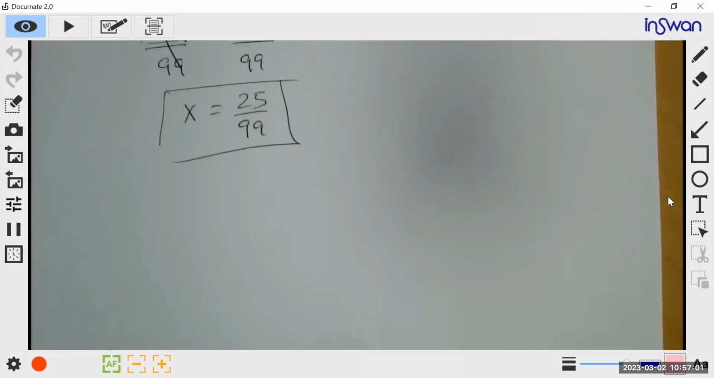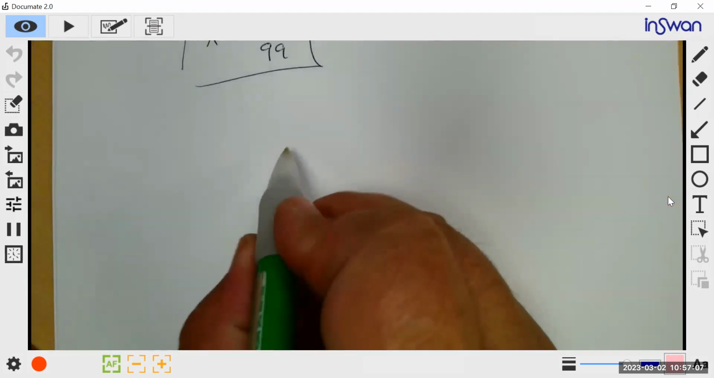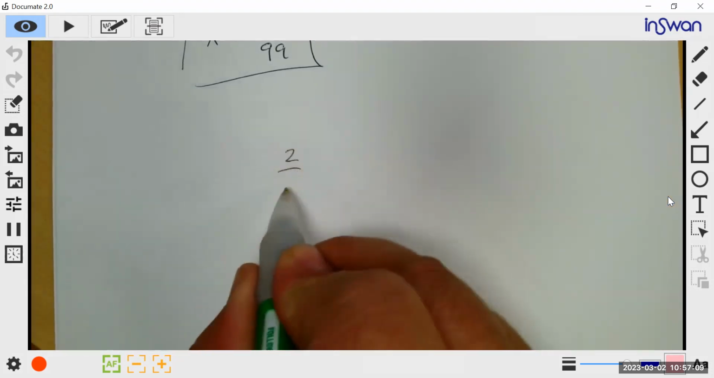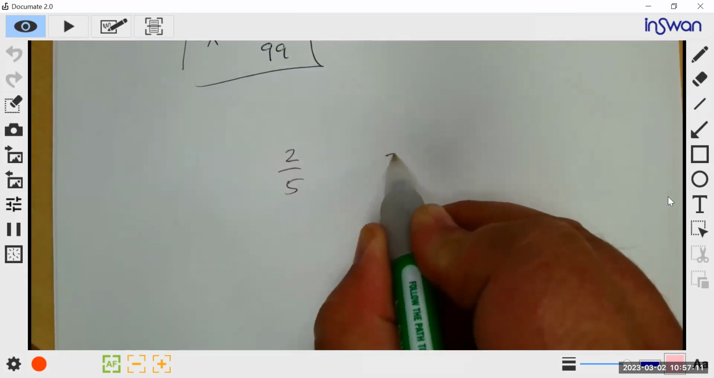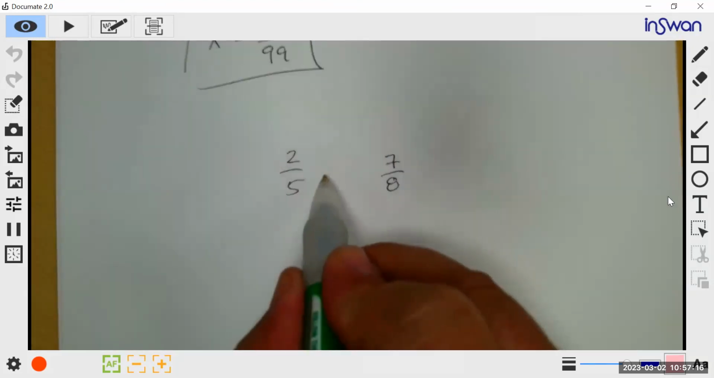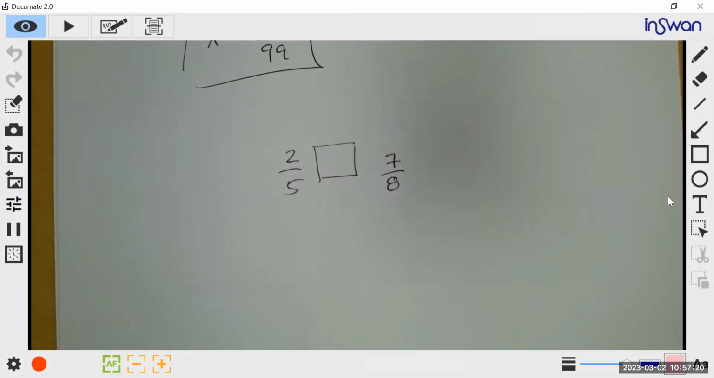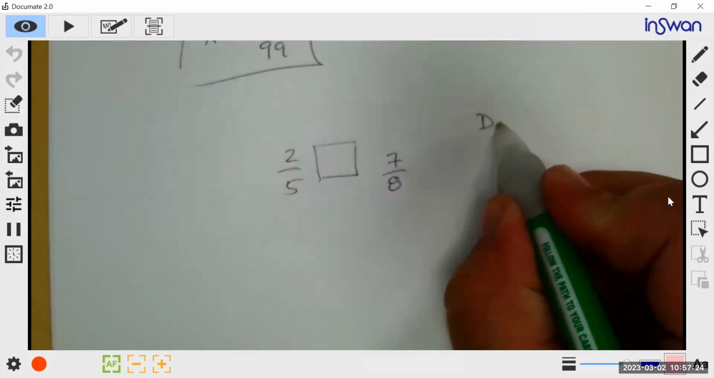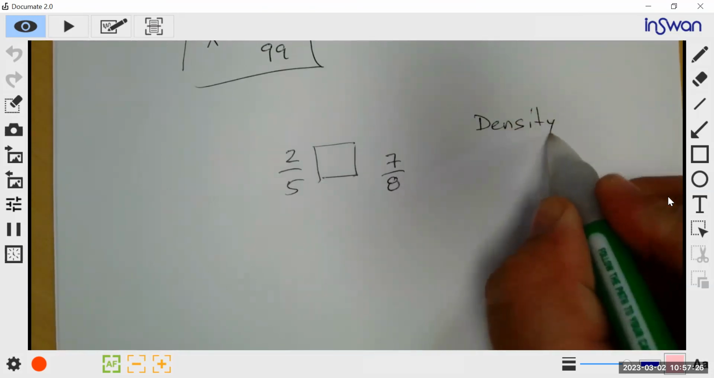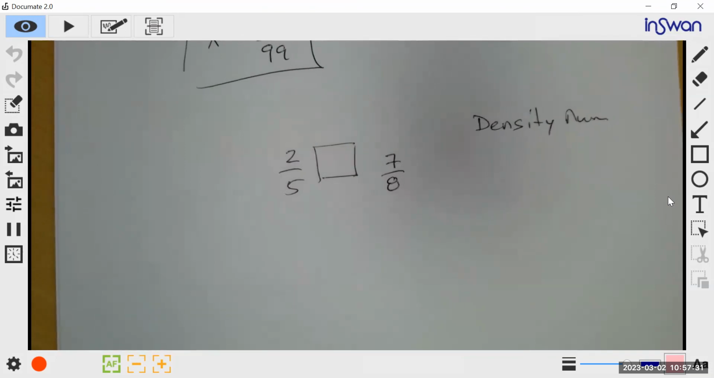Okay, the next time we're going to talk about adding, subtracting, multiplying, dividing rational numbers. And then if I give you 2 fractions, can you find me a number between those 2? That's called the density number, or density of fractions. And we'll do that next time.